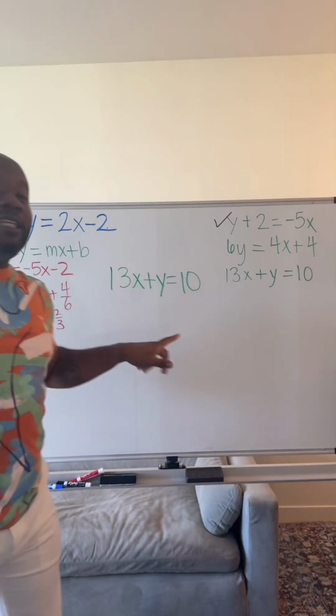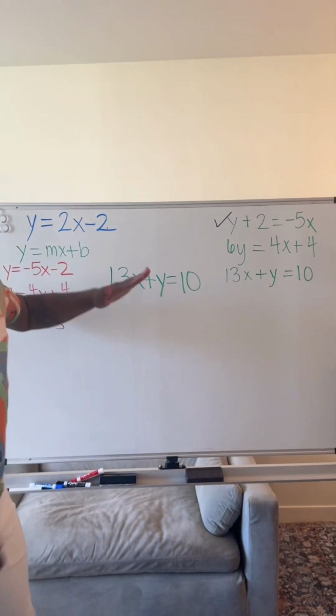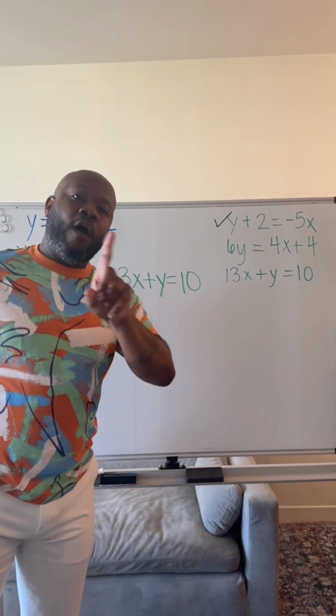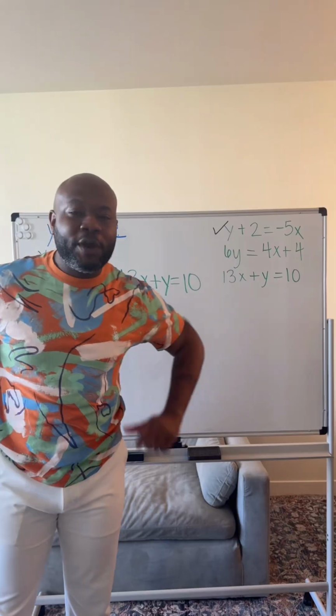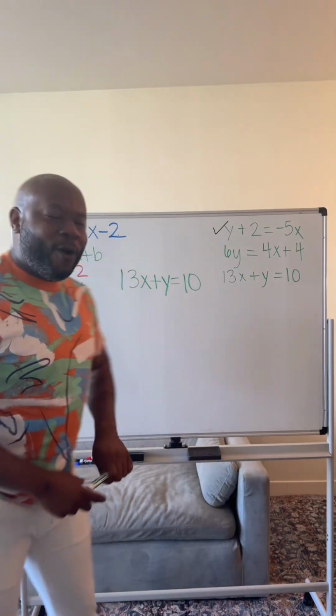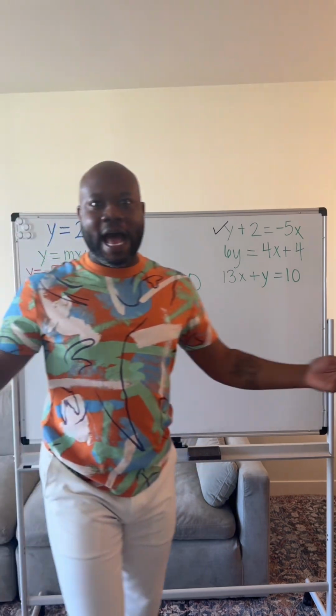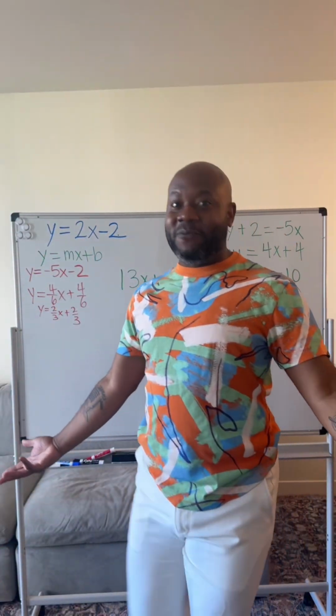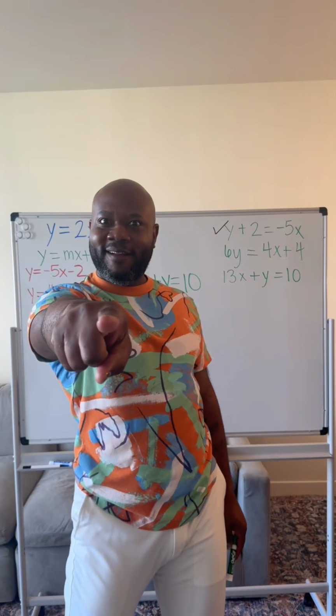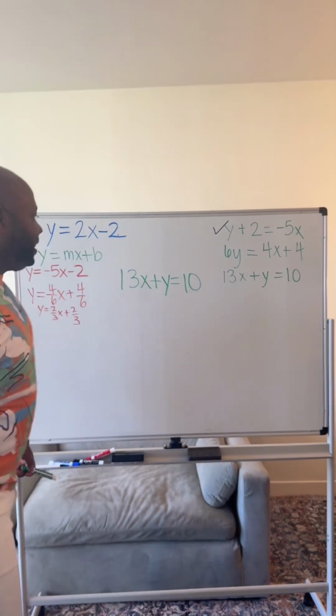We got 13x plus y is equal to 10, which is actually in standard form for a linear function. That's not what we're going for, are we? No, we are not. We're going for slope-intercept form, which means that y is all alone. We are isolating y. We are isolating Missy. We are isolating who's your celebrity. All right, let's isolate them.